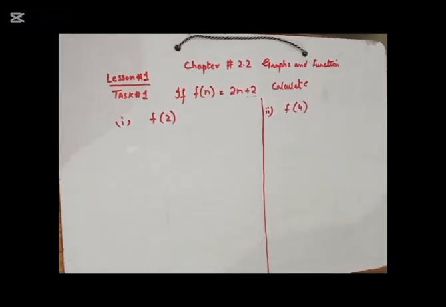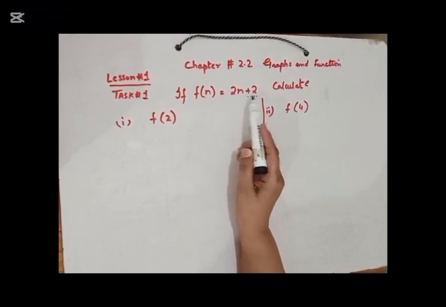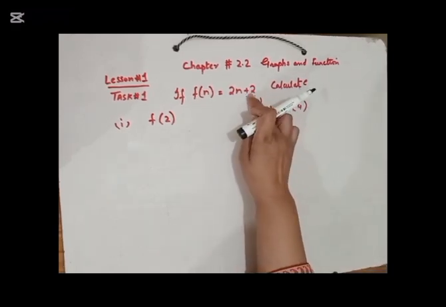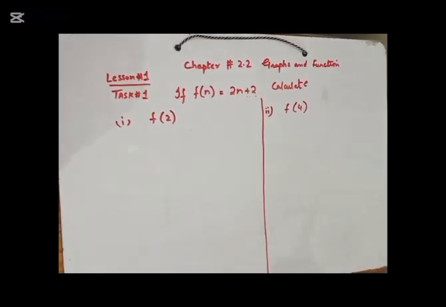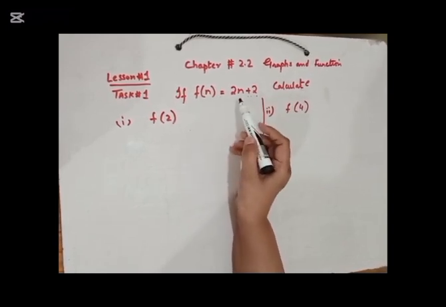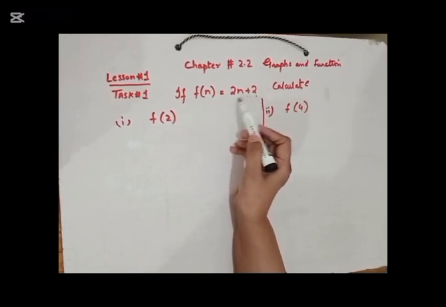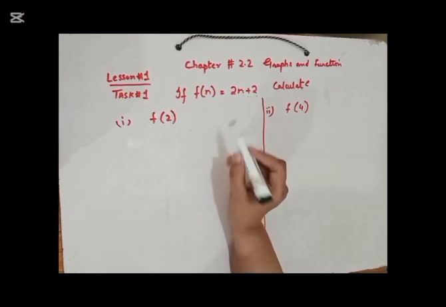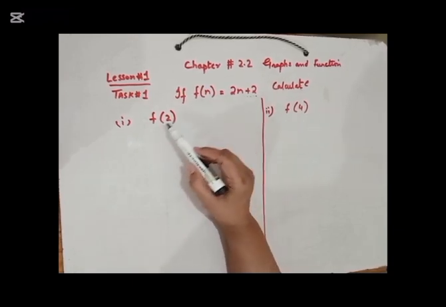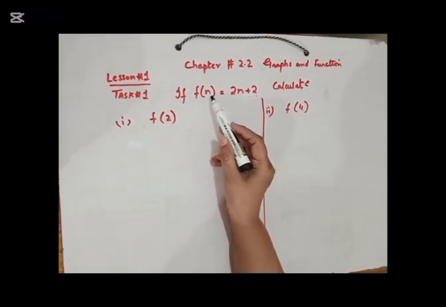The equation or function that is given is f(n) = 2n + 2, and we have to calculate f(2). Always remember that f(n) is called the input or function of n, and the portion after the equal sign, whatever the equation is, is the output. And in a very simple language, what does it mean to calculate f(2)? We have to substitute 2 instead of n.